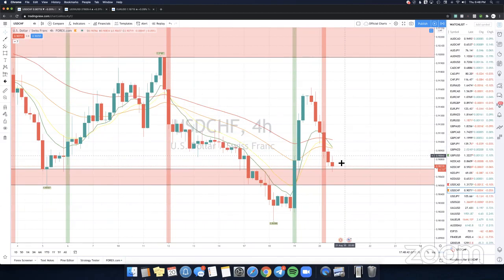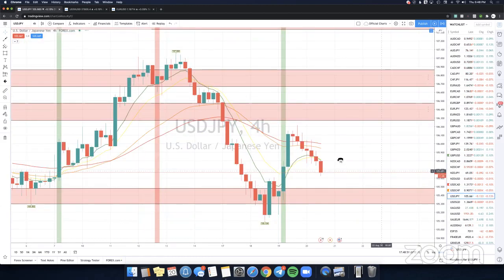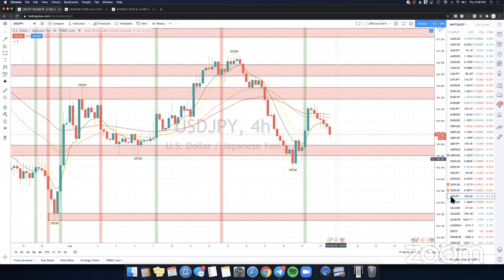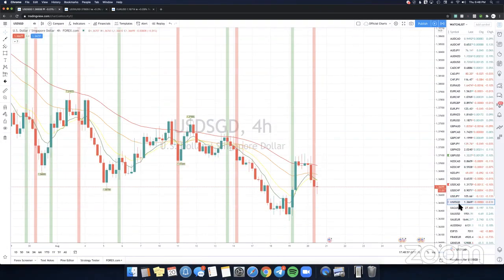No entry for USD CHF. If price was to break below the zone, then it'd be an entry, but it doesn't look like there's anything there right now. UJ, nothing there either. So it doesn't look like there's anything to enter right now. I'm going to look again at 10 p.m., but with the European news coming at midnight, there's probably not going to be any more calls. But yeah, guys, it looks like this is going to be it.